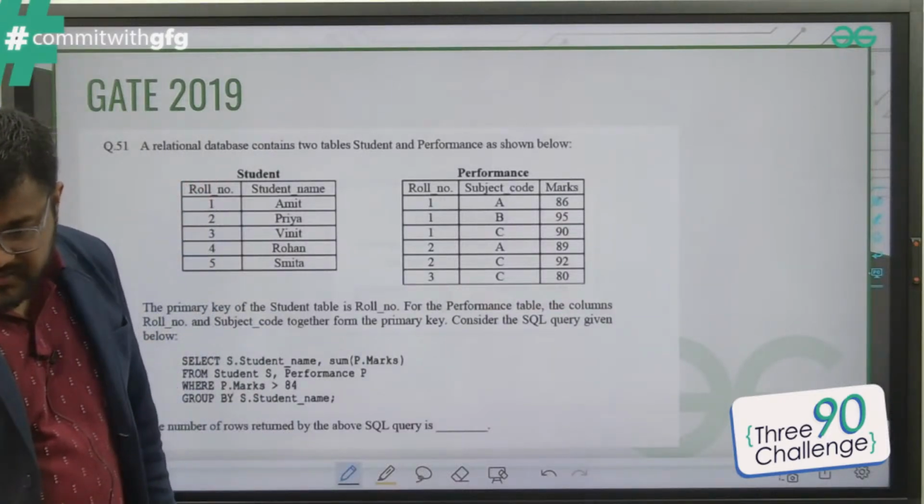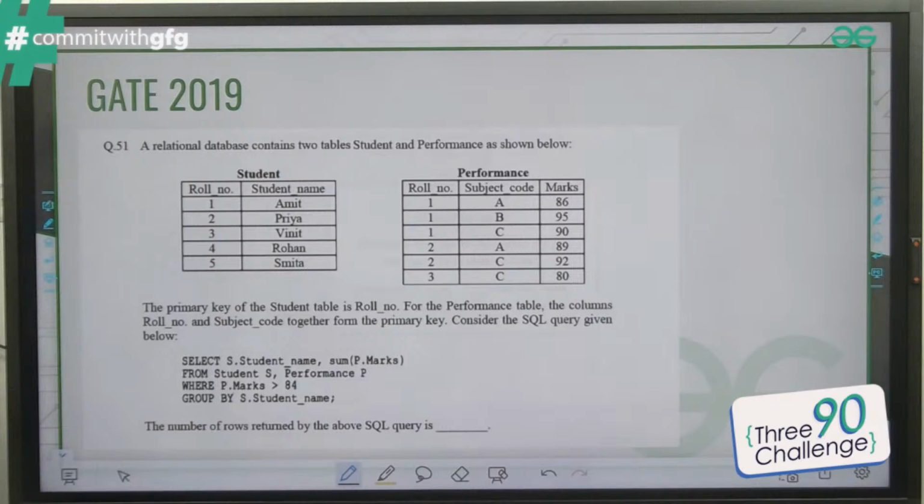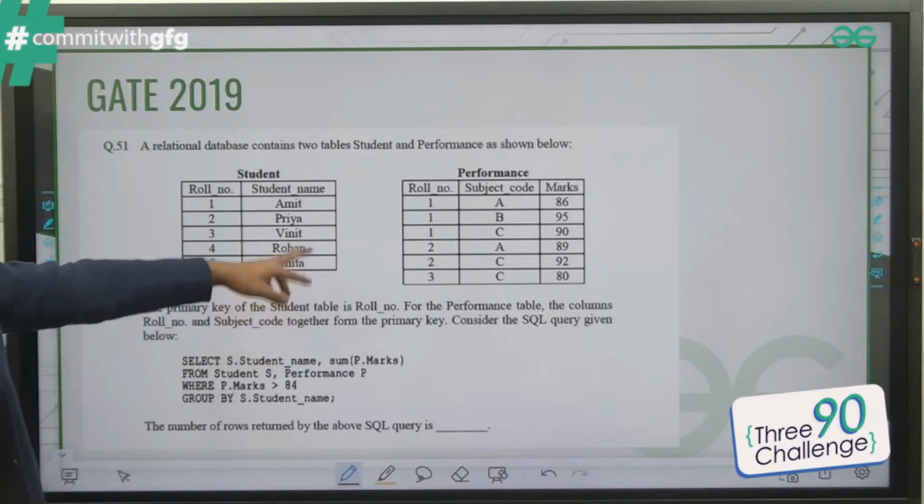Yeah, by ID it would be 3. Okay. Solve this question. A relational database contains two tables, student and performance. Again the same question, number of rows returned by SQL query is, again there is group by student name. Okay, the primary key is roll number. For the performance table, the columns roll number and subject code together form the primary key.